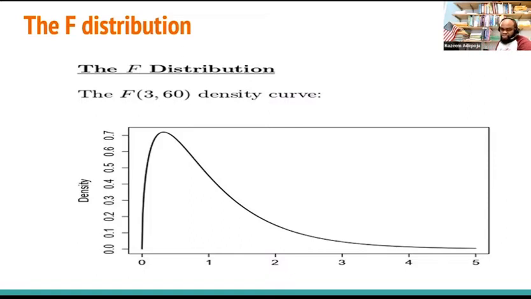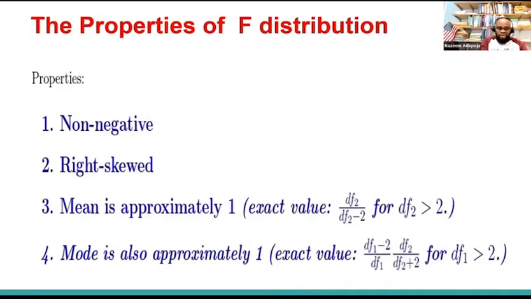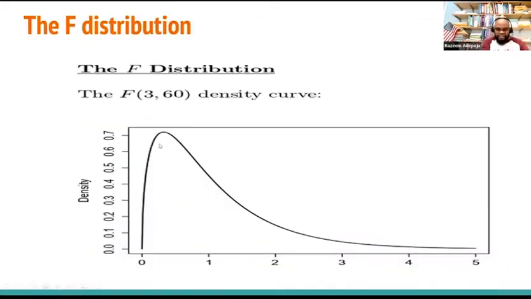They have a distribution. Okay, so this is just to show you that. This is a property of the F distribution. It is non-negative, it is right-skewed. Look at that. This is right-skewed. This is not normally distributed. It is skewed to the right.